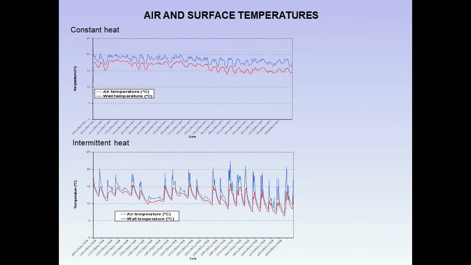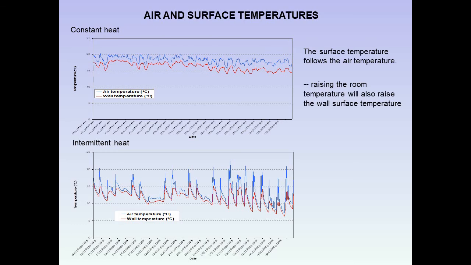So looking at air and surface temperatures, the top graph shows constant heat. We can see the blue is the air temperature and red is the wall temperature. Note they are virtually parallel to each other. When the air temperature goes up, so does the wall temperature. So raising the room temperature will also raise the wall surface temperature.